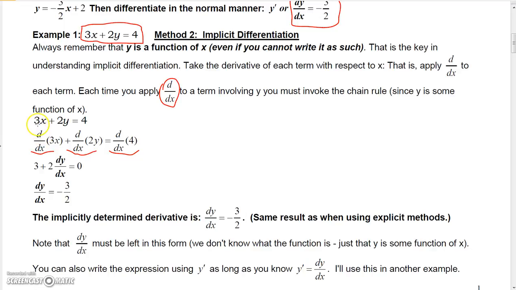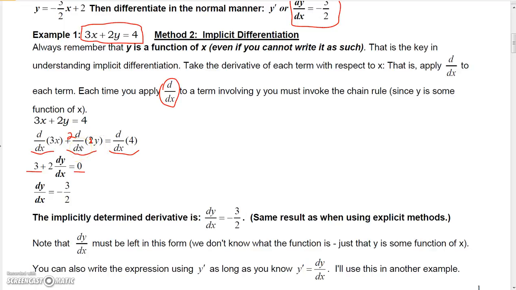Well, you know how to take the derivative of 3x with respect to x, that's just 3. And you know how to take the derivative of 4 with respect to x, that's just 0. But here's where it gets tricky. I'm going to take this 2 and move it over here, because we can do that with our derivative properties. Now, what is the derivative of y with respect to x?